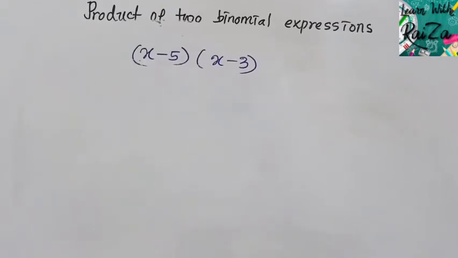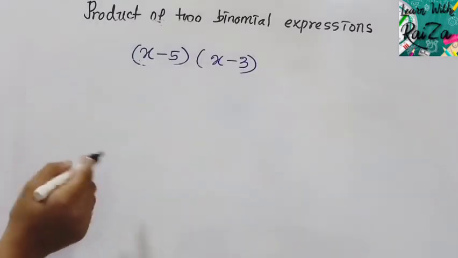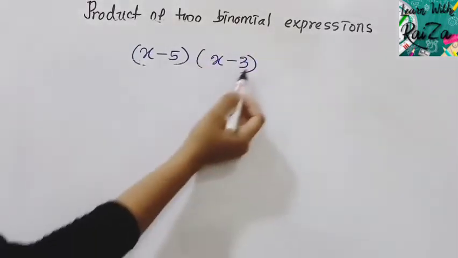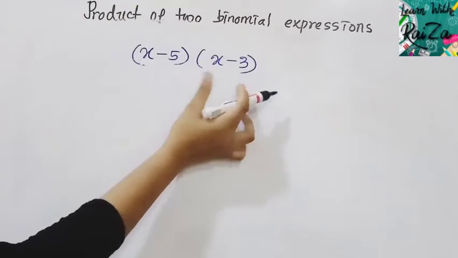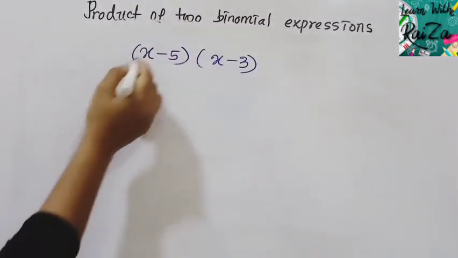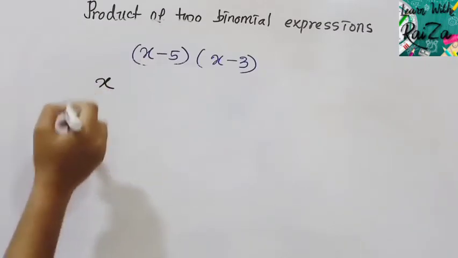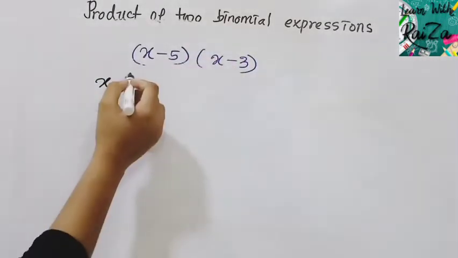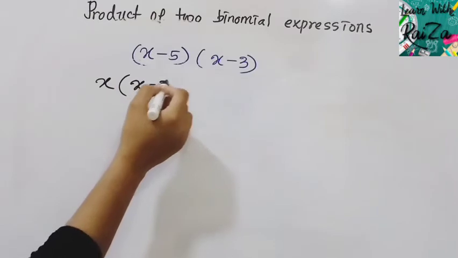Just have a look at this. This will be totally fine now. See, I am going to multiply each term of this part by each term of this algebraic part. Now I am taking out this x and the algebraic term x minus 3, right?